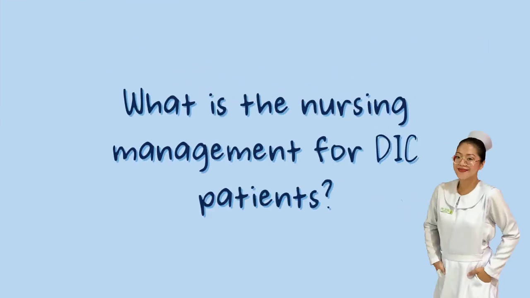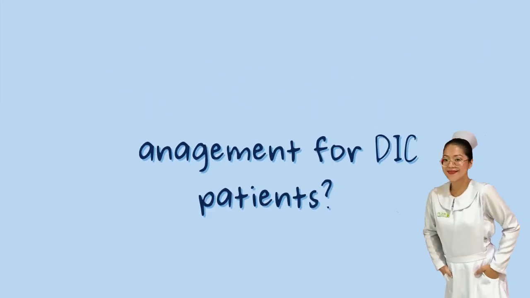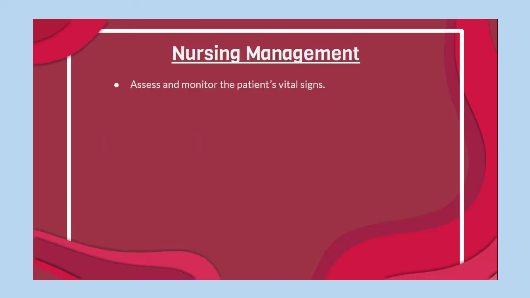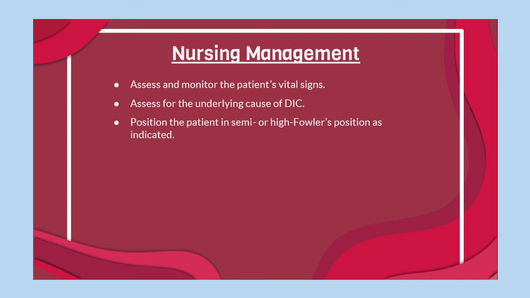What is the possible nursing management for patients with DIC? Again, these are just a few possible nursing management, but there are still more that you can do for patients with DIC. First is to assess and monitor the patient's vital signs. Next is to assess for the underlying cause of DIC. Position the patient in semi or high Fowler's position as indicated. Provide oxygen therapy as indicated.